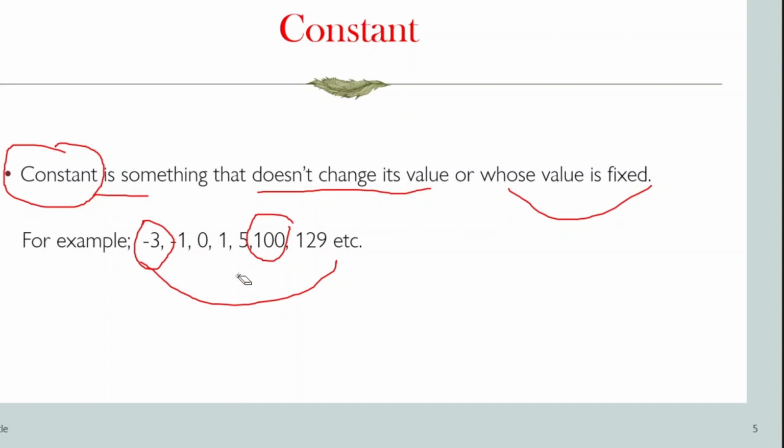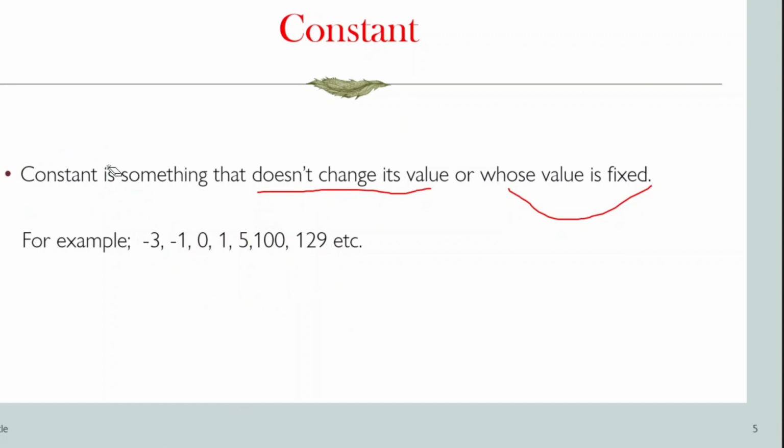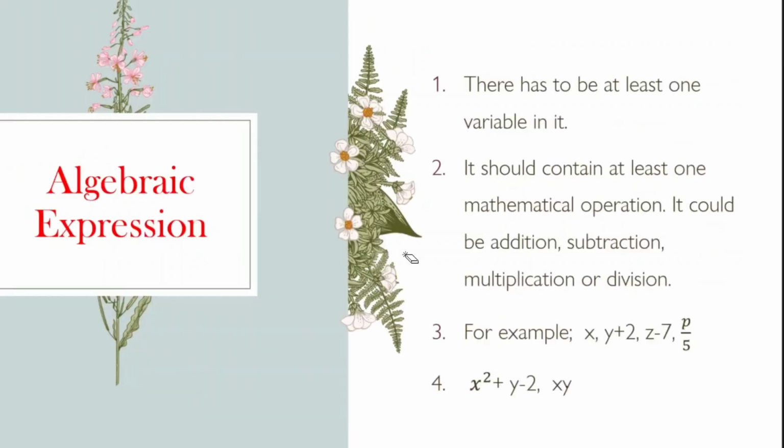Right? Now, let's move forward and learn about the next concept, which is algebraic expression. For anything to be an algebraic expression, two conditions are required. First, there has to be at least one variable in it. We have learned what a variable is: containers which can hold different values in them, like all the English alphabets. So for anything to be an algebraic expression, there has to be one alphabet or one variable in it.